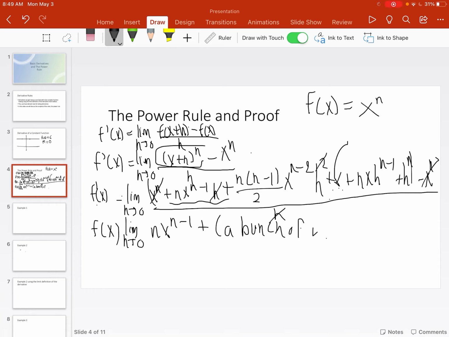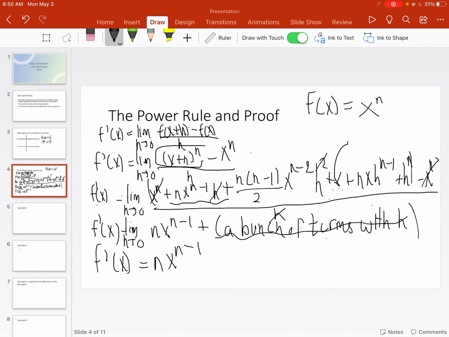a bunch of terms with h. Well, as the limit as h approaches 0, these terms all become 0. They all disappear. So what are we left with? What we're left with is just f prime of x is n x to the n minus 1. And as we saw before, this is our power rule. Cool.